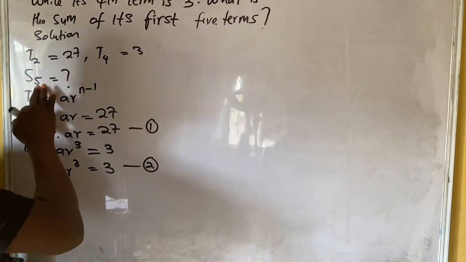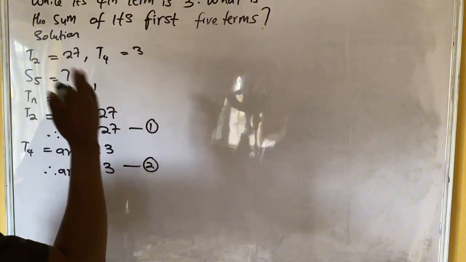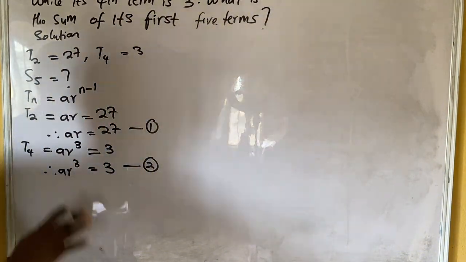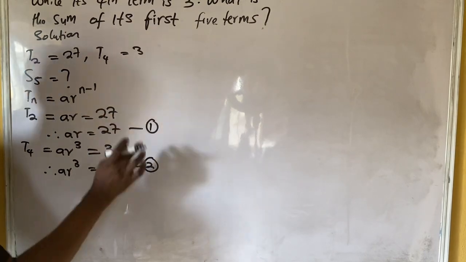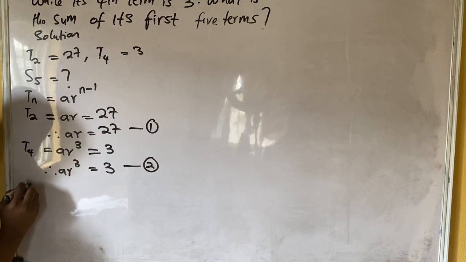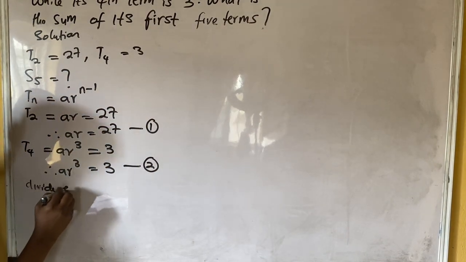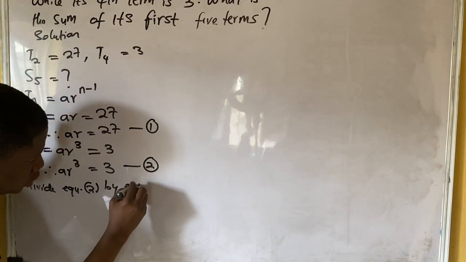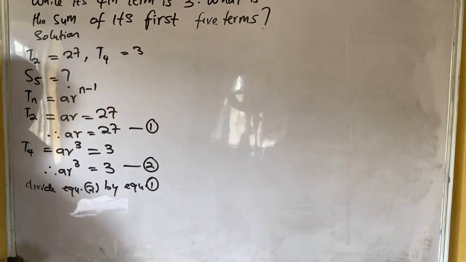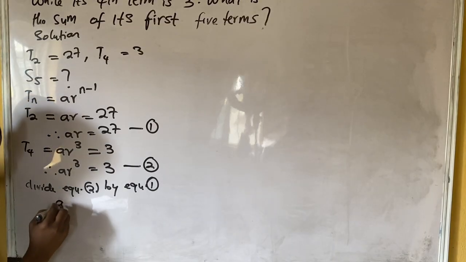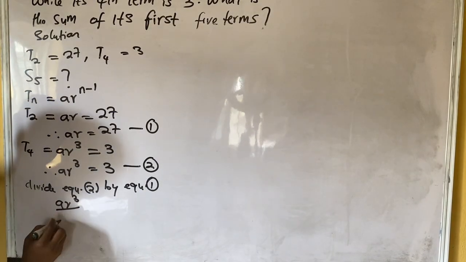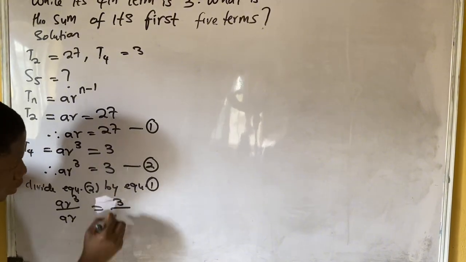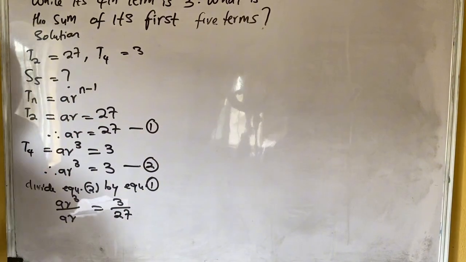For us to find the sum of the first 5 terms, we need to know the value of the common ratio and the first term. Okay, so let's divide equation 2 by equation 1. So we're going to have AR raised to the power of 3 over AR is equal to 3 over 27.